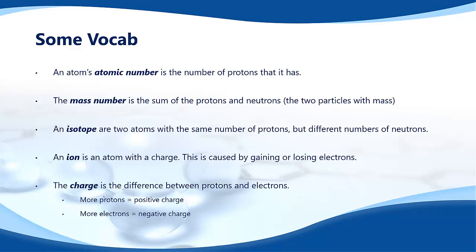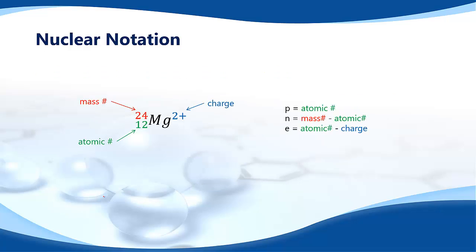Now, the way that you'll see this written is as what's called a nuclear symbol. I have this nuclear symbol or nuclear notation right here for a certain type of magnesium. The symbol of the element always goes in the center. Notice the first letter of every symbol is capitalized. The second letter, if it exists, is always lowercase. The atomic number or number of protons is in the lower left-hand corner.